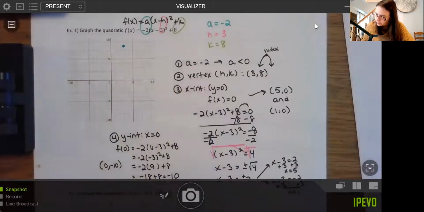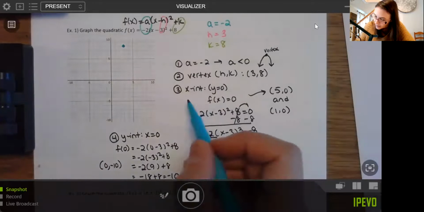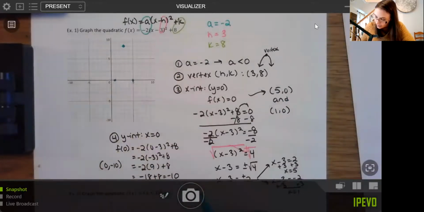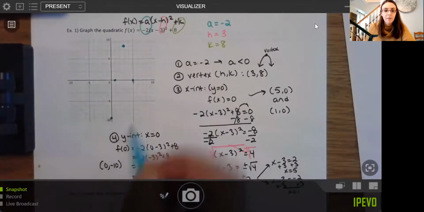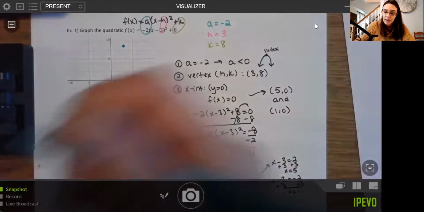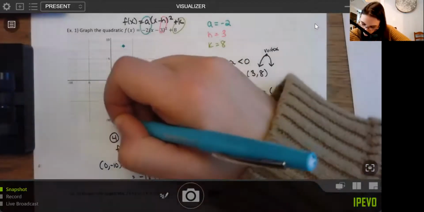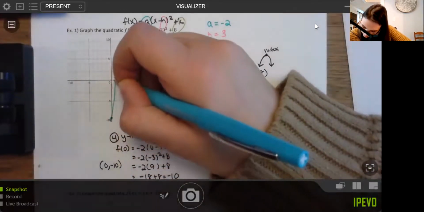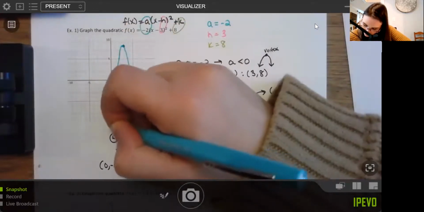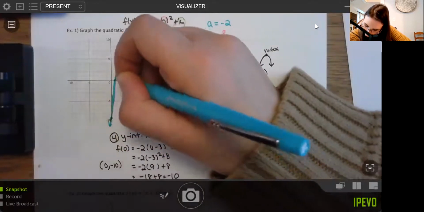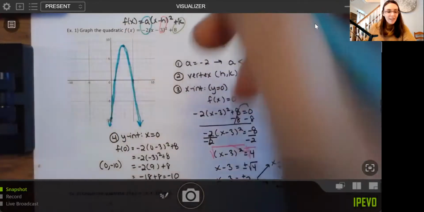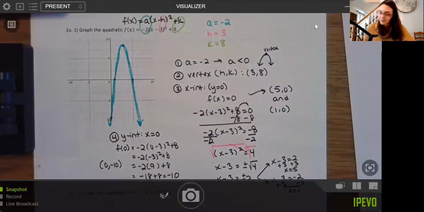Okay. I have x-intercepts at 5 and 1. And then I have a y-intercept at -10. And I do know that it looks like this. So if I know the general shape, I can see how it's going to connect. And I'm going to just do my best to try to match that shape. You guys get the idea. It's supposed to be a nice U shape here. All right, that looks a little better. So that's what my graph is going to look like here.